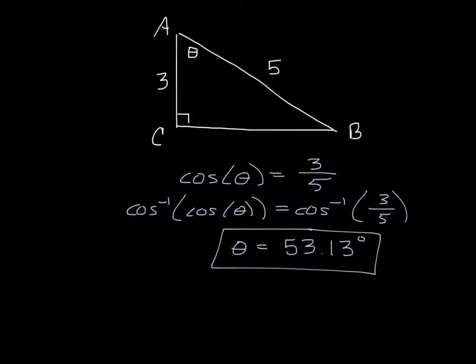So this is why we end up using an inverse trig function. Suffice it to say, if you are searching for a missing angle measure, you're going to use an inverse trig function. If you are not looking for a missing angle measure, you are probably not going to be using an inverse trig function. Angle measures are where you use inverse trig functions.